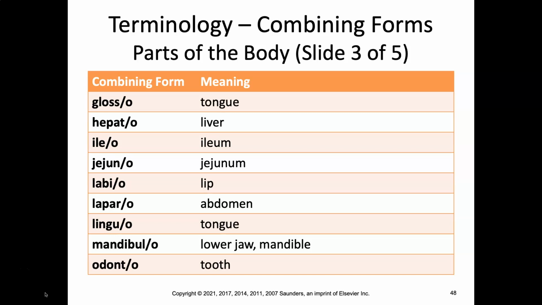Also be aware that some of these have more than one combining form. Tongue or lip have more than one, because remember, linguo is also tongue. If you're looking on this slide, you'll see that there are two that have the meaning of tongue. And if you go back a couple of slides, you'll see a second one for lip. And remember, tooth could have been denti or odonto. So as you're memorizing, just keep that in mind.